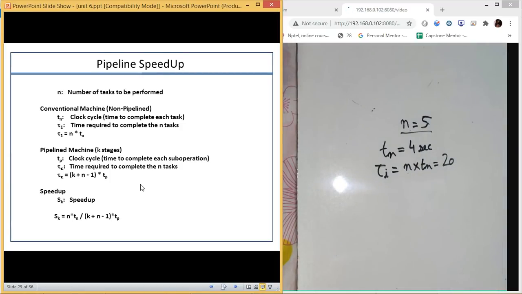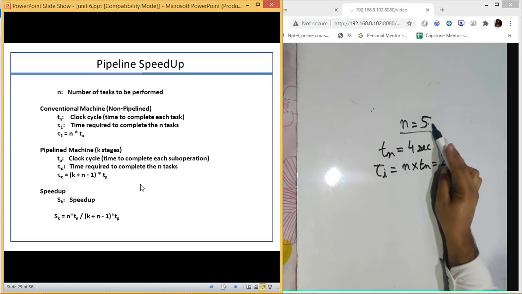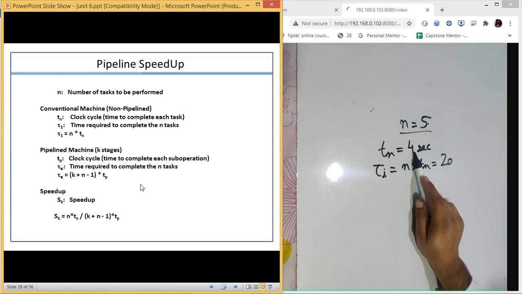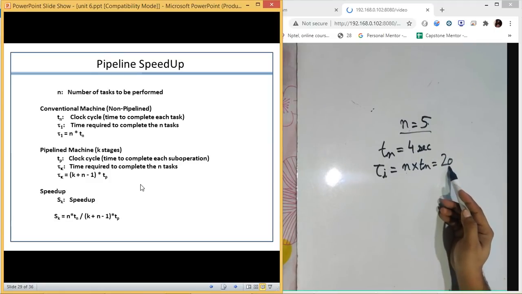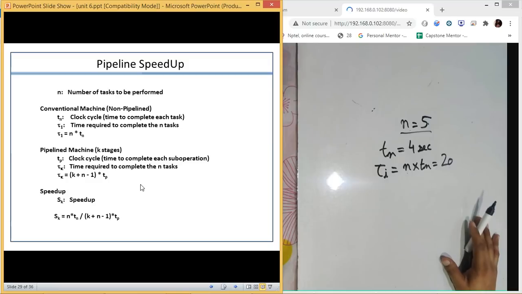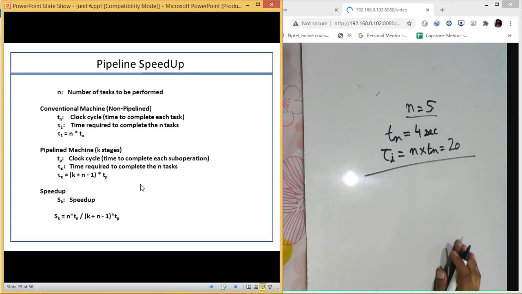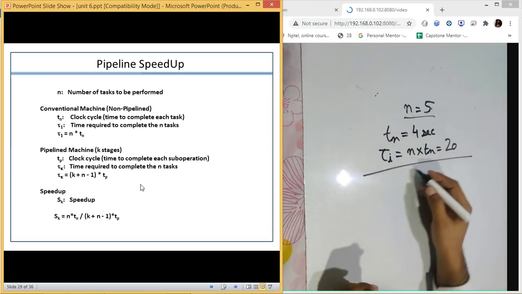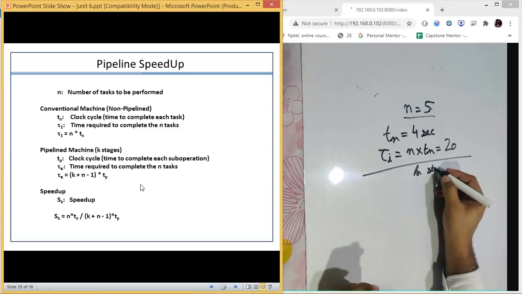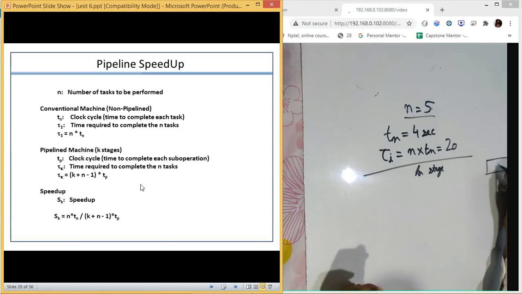I think we have done this a number of times earlier as well, but now we are going to do it with the formula. In the earlier classes, we did it directly. So if we have five tasks and each task takes 4 seconds, how much total time is it going to take? 20 seconds. That is the simple method of calculating the value of Ti. Now, this is for a normal machine. If we are talking about a pipeline, then if there are k stages in it, like if we have four stages, one, two, three, four, then the value of k is equal to 4.